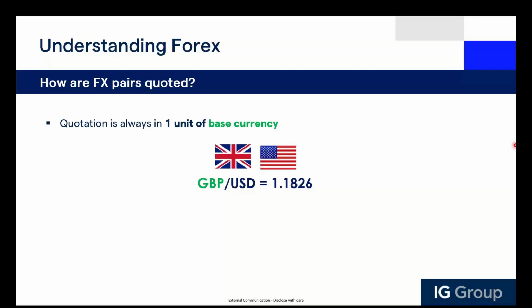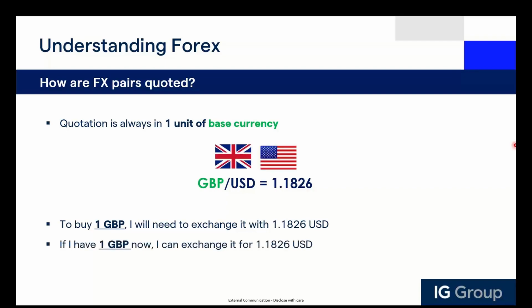What it essentially means is that 1 GBP is 1.1826 US dollars. To translate to layman terms, let's say you go to the money changer and it gives you this rate. It means that if you want to buy one pound right now, you need to give him 1.1826 US dollars. And of course, if you have £1 right now, you can exchange it with the money changer for 1.1826 US dollars. So that is how we dissect what this number means.